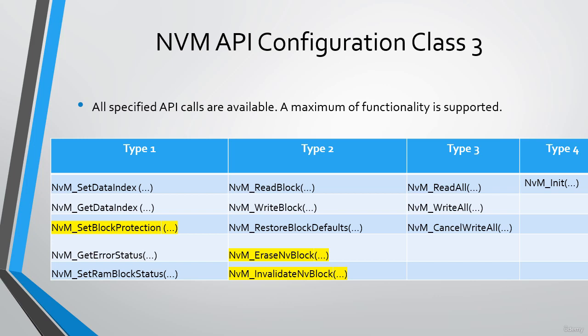Now let's discuss NVM API configuration class 3. This is the last class in the set of APIs we have discussed, and as a result, here we will have all APIs available. Therefore, maximum functionality is supported. If you see the table, you can see that all the previous APIs that we have discussed are already present, and on top of that we are getting 3 more new APIs, and they are present in type 1 and type 2. So together we get the maximum functionality. This is the most complex configuration class, with a rich variety of APIs available to use. So let's discuss these 3 new APIs in this configuration class.